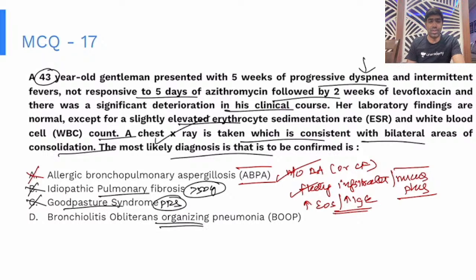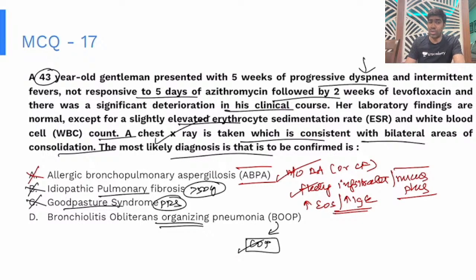So the right answer for this question is BOOP, that is bronchiolitis obliterans organizing pneumonia. There is another name for BOOP that is called COP. COP means cryptogenic organizing pneumonia. That's the current name for bronchiolitis obliterans organizing pneumonia.